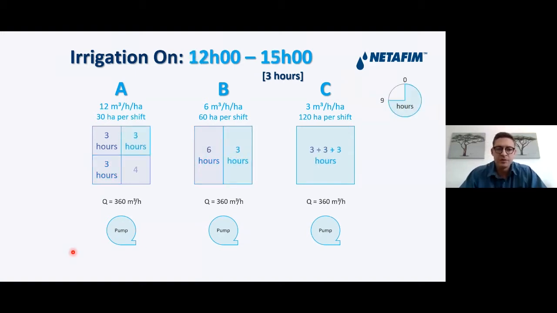If we continue, on farm A, we're in shift number 3 because we need to irrigate for 3 hours at the flow rate of 12 cubes per hectare per hour to reach our daily water requirement. On farm B, we went over to shift number 2, and on farm C, we are still irrigating in shift number 1. As we go along with the day, we are now in shift number 4 on farm A, B, shift number 2, and C, we are still in shift number 1, as you can see.